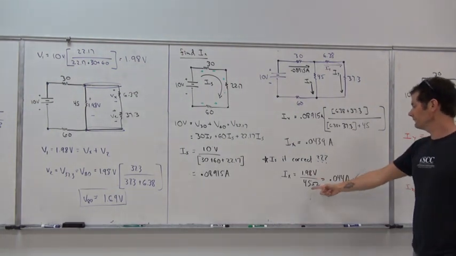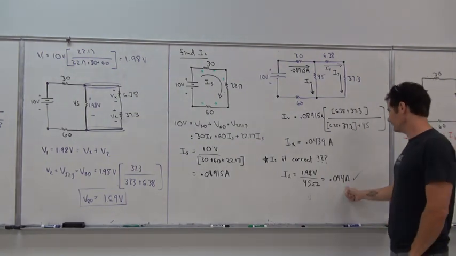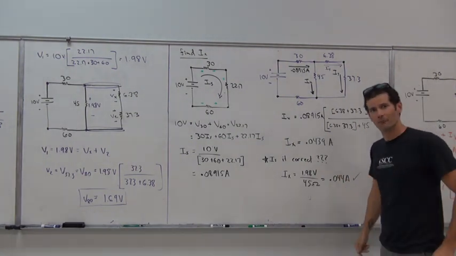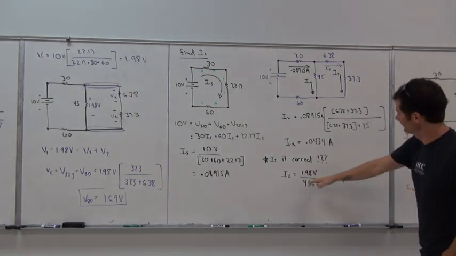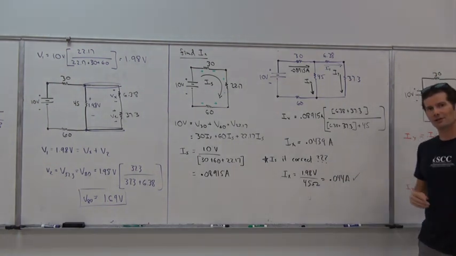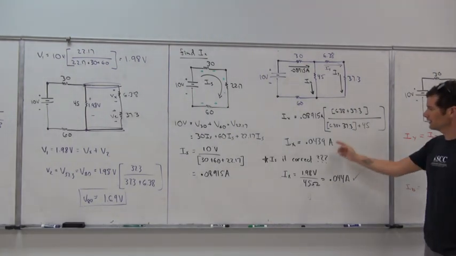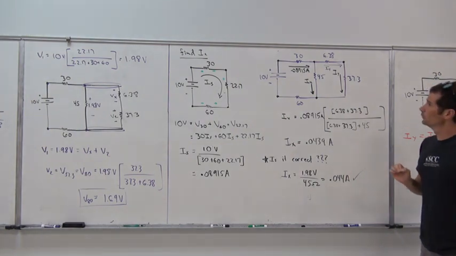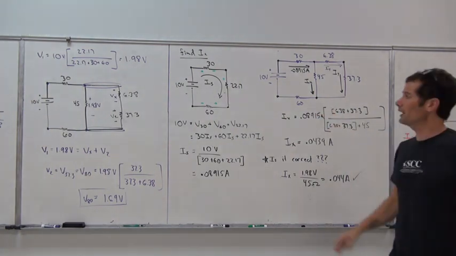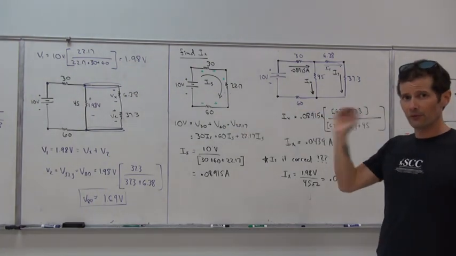So 1.98 volts divided by 45, 0.044 amps. Yep, worked just fine. Current division worked just fine. We had a different way of looking at it, just to make sure that we were able to go back and check our work to make sure that we know that we did it correctly and that our numbers made sense.